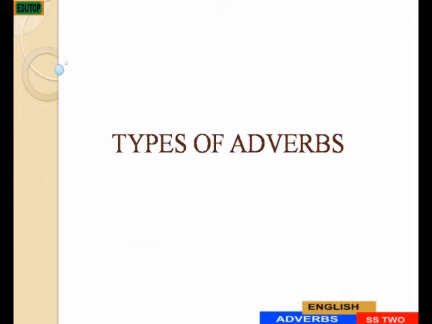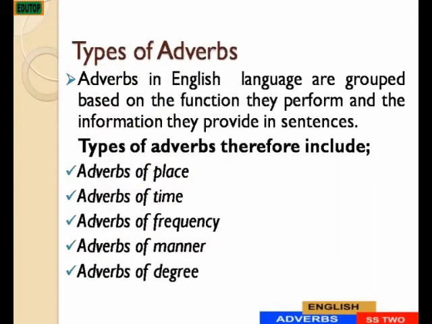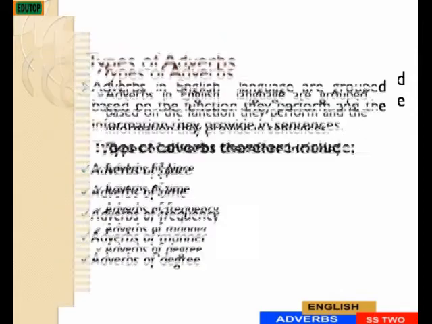Types of adverbs. Adverbs in English language are grouped based on the function they perform and the information they provide in sentences. And then we are going to the types, which include adverbs of place, adverbs of time, adverbs of frequency, adverbs of manner, adverbs of degree.